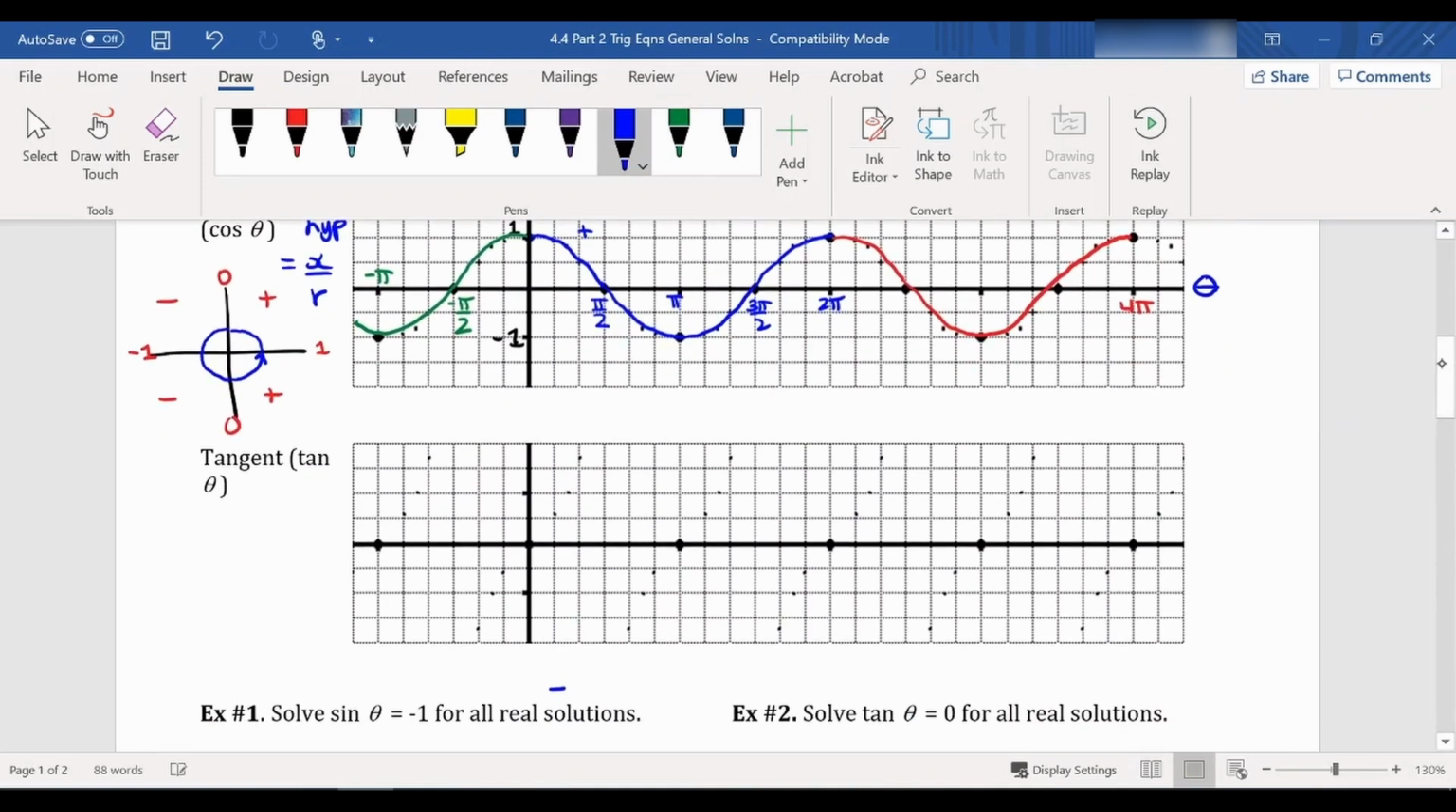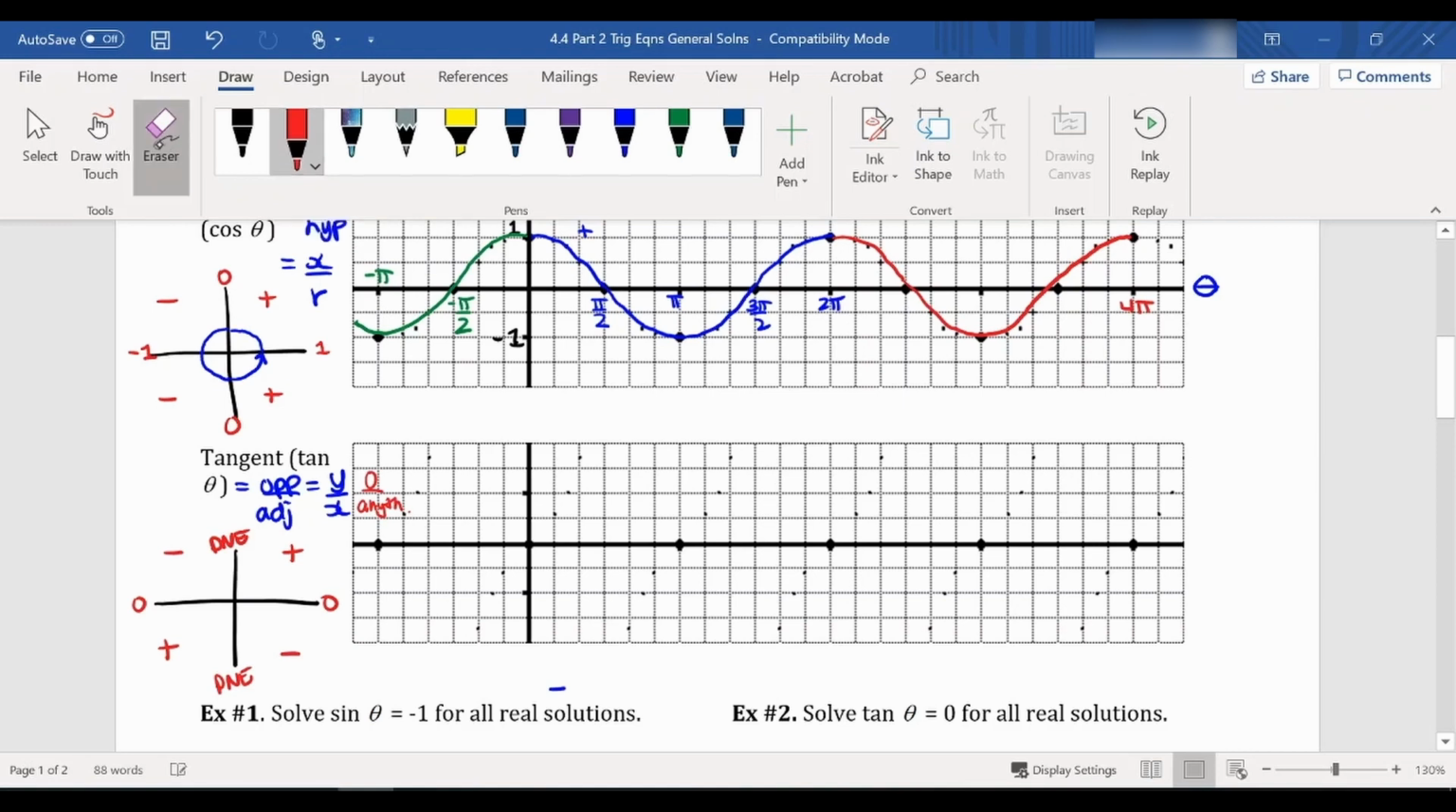Last one is tangent. Okay, we know that tangent is opposite over adjacent, which would be y over x. Now for our tangent, we know that tangent is positive in quadrant 1 and 3, negative in 2 and 4. We know that it equals 0 on the x-axis, and it does not exist on the y-axis. Now, if we think about this, this makes sense. If y is 0, it doesn't matter what x is, our fraction would be equal to 0, right? 0 over anything is going to equal 0. That would be happening on the x-axis.